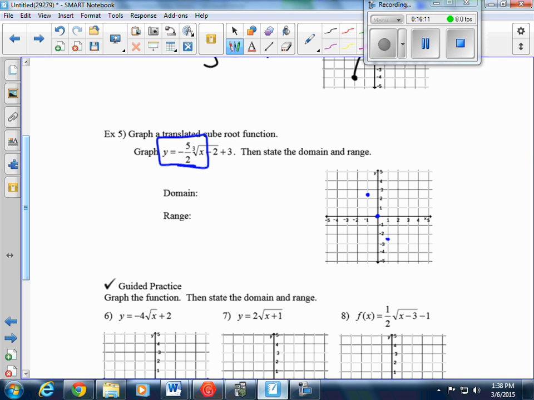All right, well, let's put in 8. That's 2. The third root of 8 is 2. And so that's going to give us -5. And then if I put in -8, I'm going to get +5. So that is the part that I have circled in blue.